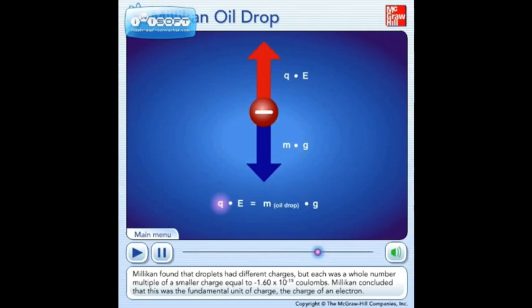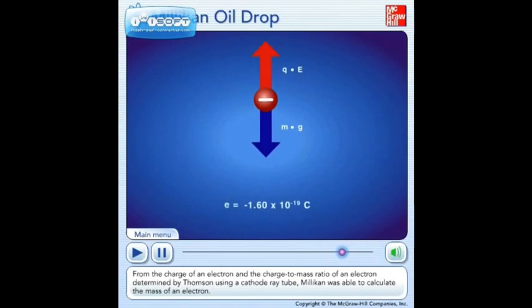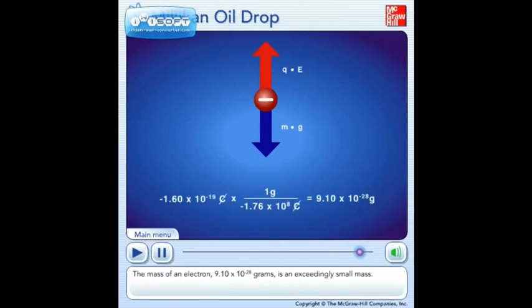Millikan found that droplets had different charges, but each was a whole number multiple of a smaller charge, equal to negative 1.60 times 10 to the negative 19th coulombs. Millikan concluded that this was the fundamental unit of charge, the charge of an electron. From the charge of an electron and the charge-to-mass ratio of an electron determined by Thomson using a cathode ray tube, Millikan was able to calculate the mass of an electron. The mass of an electron, 9.10 times 10 to the negative 28th grams, is an exceedingly small mass.